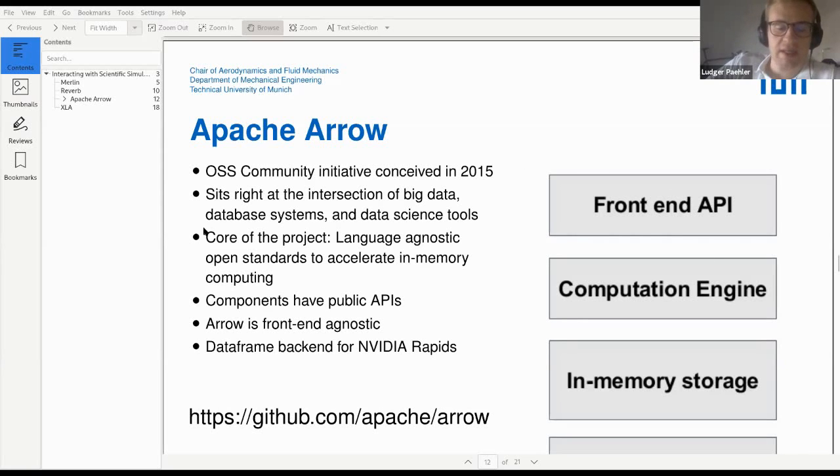Which is really interesting. Not sure if any of you have worked with it yet, but there's this framework called NVIDIA Rapids, which allows you to run Python on GPUs in a performant fashion. And they use Apache Arrow as a data format.